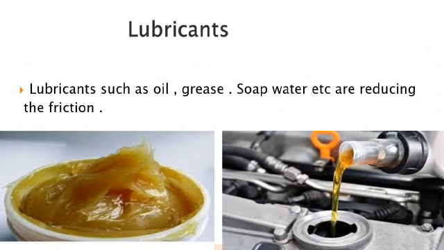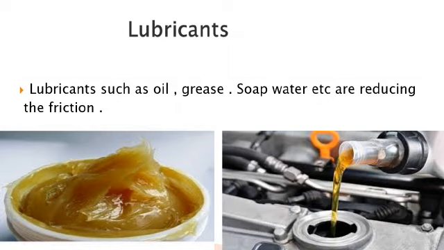Then we use lubricants. Why do we use lubricants? Lubricants such as oil, grease and soap water reduce the friction. Lubricants are substances that reduce friction. In the first picture you can see grease, which is used in machineries, so the machines work very smoothly because there is less friction.